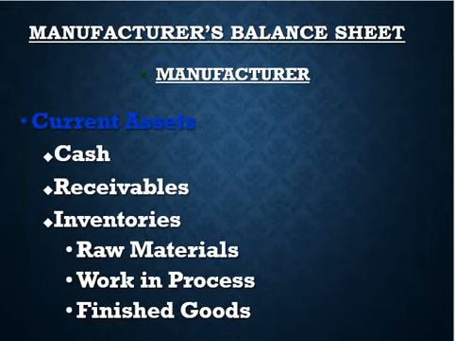Next slide is an example of a manufacturer's balance sheet. A manufacturer's balance sheet is going to be different than a merchandising. A merchandising business is just going to have cash, receivables, and inventory. Whereas a manufacturing company is going to be broken out more for inventory. You'll be broken out with your raw materials, work in process, and finished goods. I will have separate slides explaining to you what these items are. So in this video, please be taking good notes on what each of these items are.